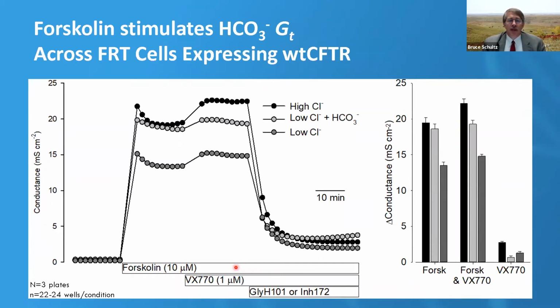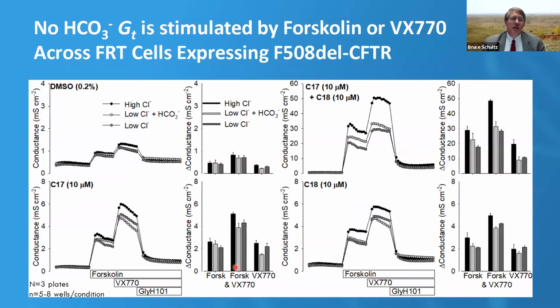We then built on this by asking, can we see a similar phenomenon when we look at variants of CFTR? The first variant examined was the F508 deleted variant. And the title really says it all. No or very little bicarbonate conductance is stimulated by forskolin or by VX770 across these cells expressing this common mutant form of CFTR. Shown in the graphs are four conditions: vehicle, a first-generation corrector, a second-generation corrector, and then the combination of the two correctors.